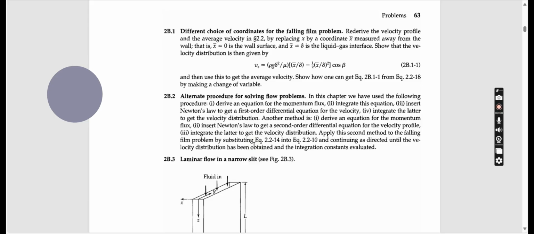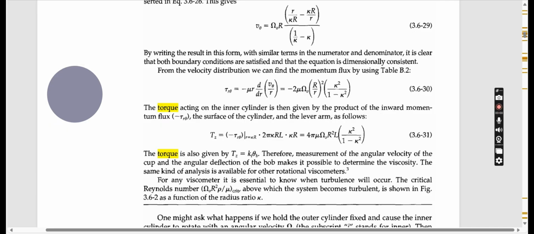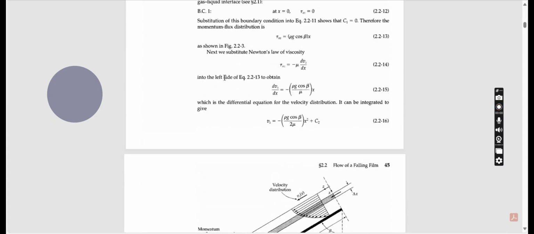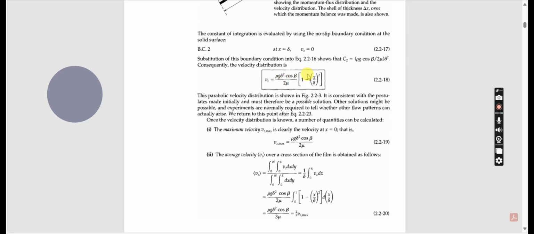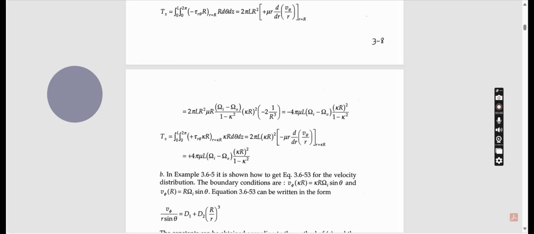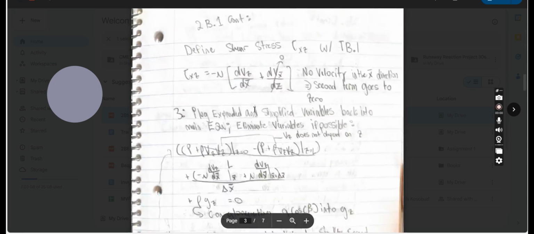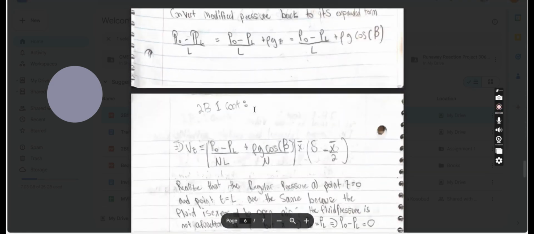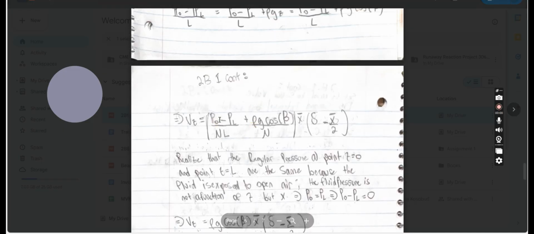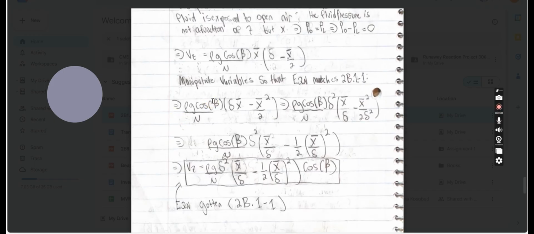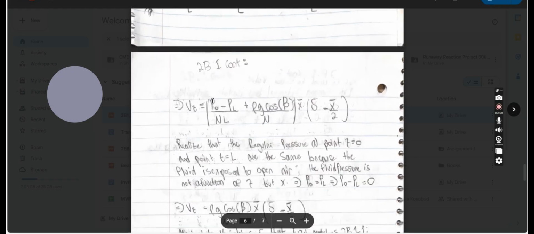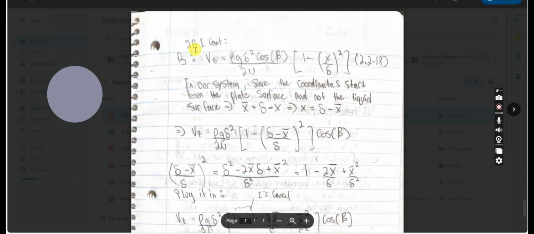So part B. All right, so for 2B1, turns out there's a second part. It says show how you can get equation 2B1/1 from 2.2-18. 2.2-18 is this equation here, and I wrote it in, oh my god, I have to go to Google Drive. I wrote it down right here. Oh wait, where is it? No, it's just right in the last. Okay, so 2.2-18. I wrote it right here.